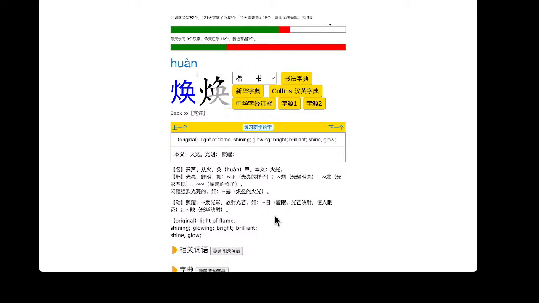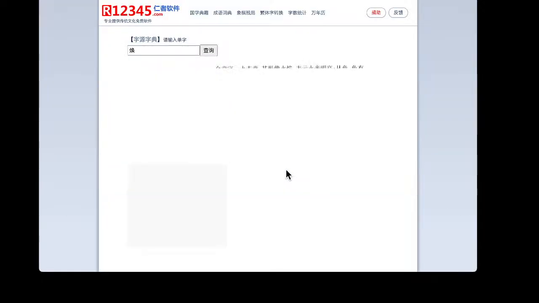A very common idiom is called 焕然一新. 焕然一新 means something is very shiny and glowing, like new. 焕发青春 means that somebody is very spirited and very youthful. It's called 焕发青春.